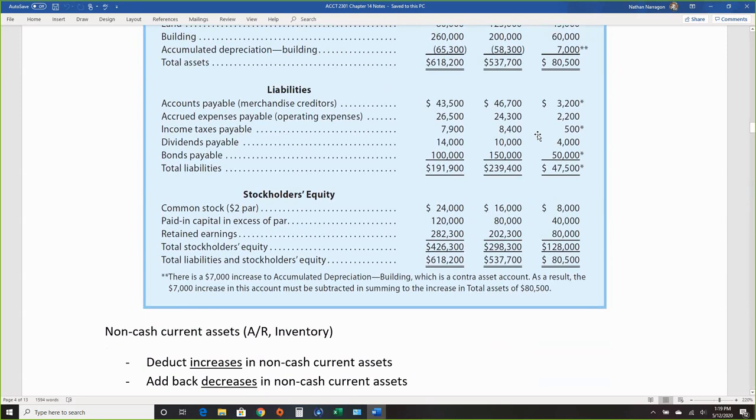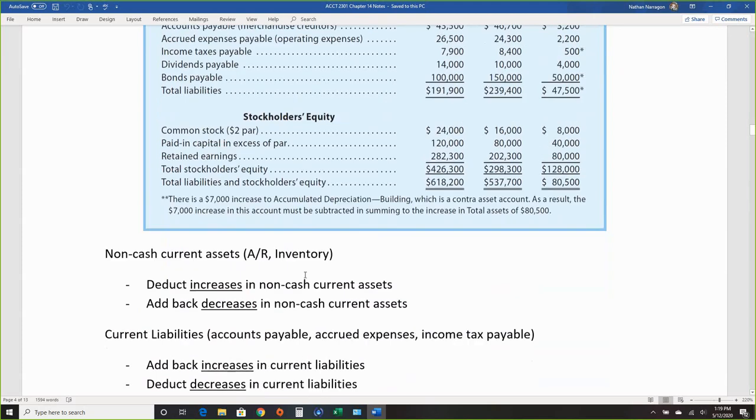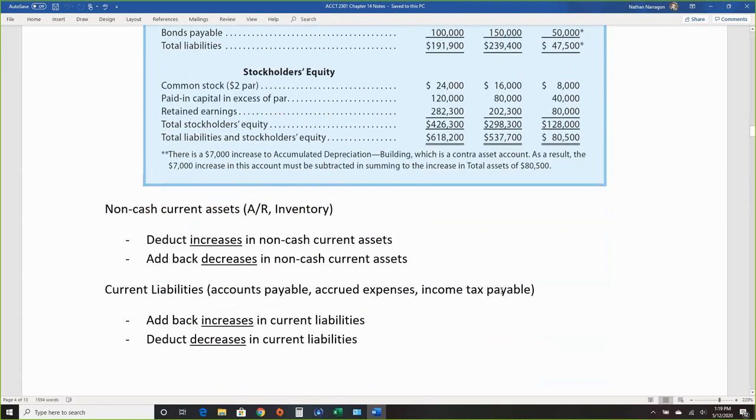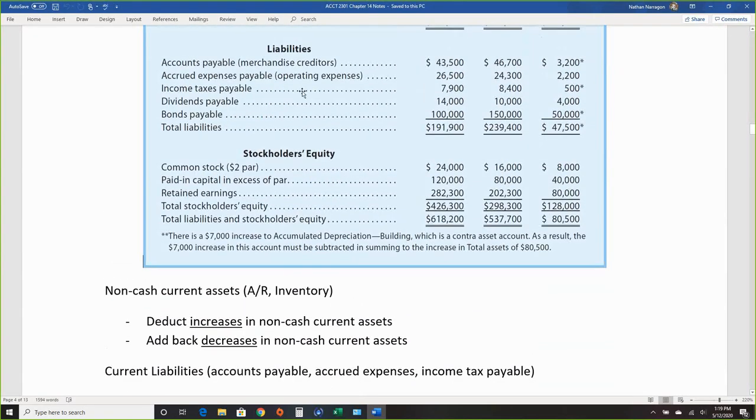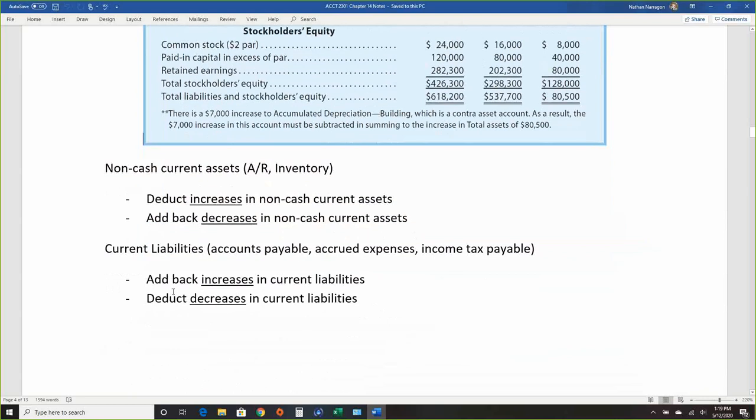But the cool thing with liabilities, they're probably the easiest. And guess what? We follow the change. If it increases between the years, we're going to add that. We want to add an increase. The decreases, we're going to deduct. Okay? That's really all we're doing.